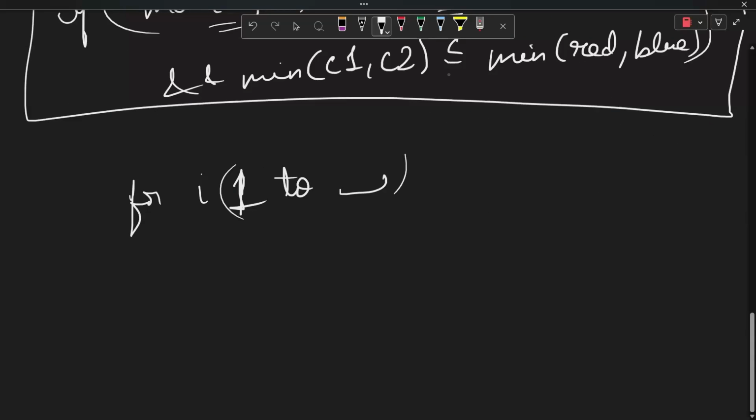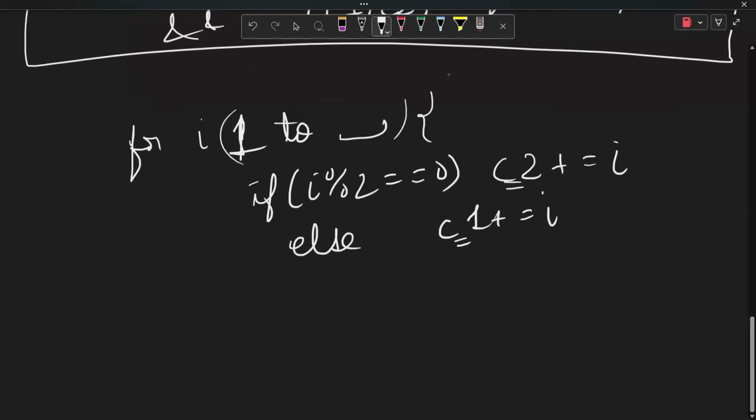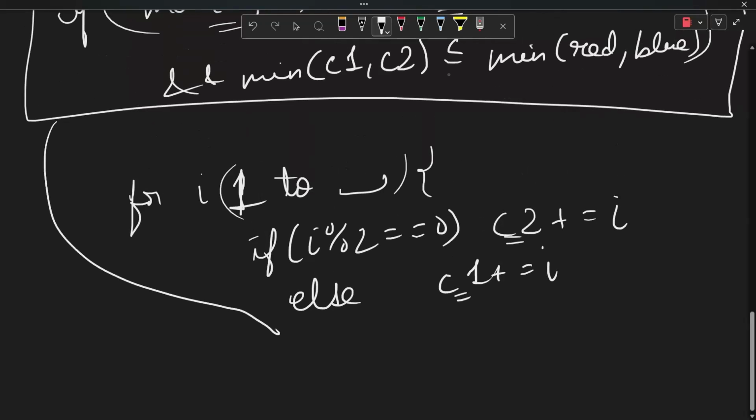You would just break at some point. And for each i, you check if i modulo 2 is 0, which means it is even. Then you do C2 plus equal to i, else you do C1 plus equal to i. So if it is even, you add to C2. If it is odd, you add to C1. And then you add this if condition.